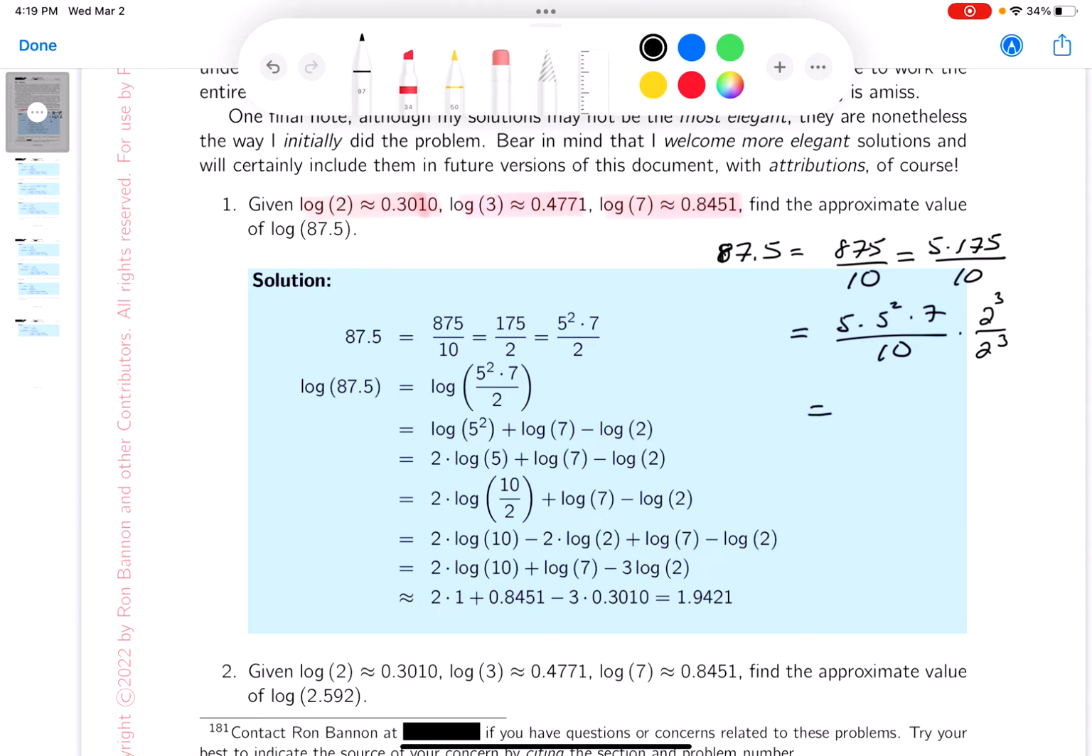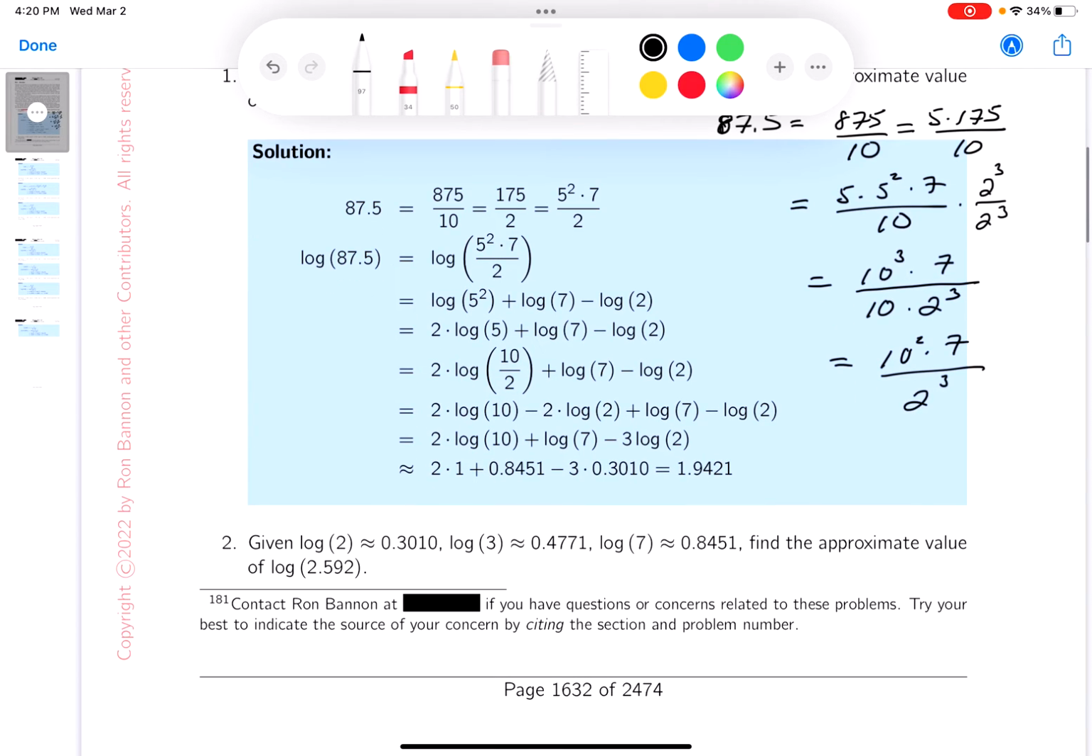All right, now it seems like a lot of work. But what would I get over here? Let's see. Well, on top you get 10 cubed times 7. And at the bottom you get 10 times 2 to the third power. Well, I'm going to continue to reduce that. That's going to be 10 squared times 7 over 2 cubed.